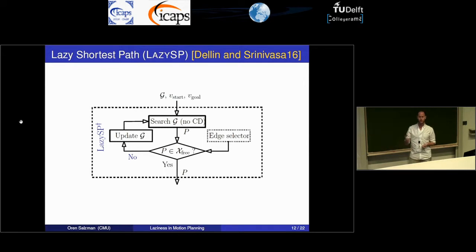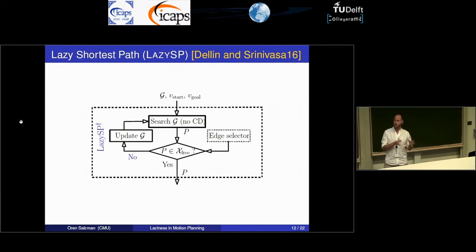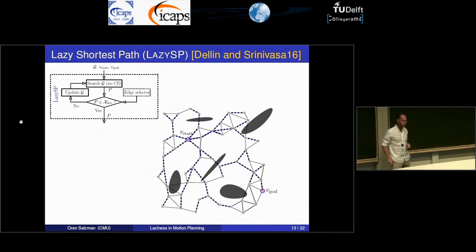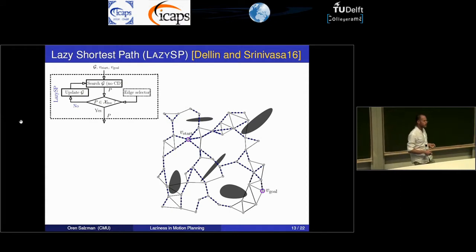An edge selector is a function that gets a path and tells us what is the next edge to evaluate. I'm going to give some examples of edge selectors, and this is what turns it from an algorithm to a family of algorithms, which is instantiated by the specific edge selector. So let's visualize this idea.